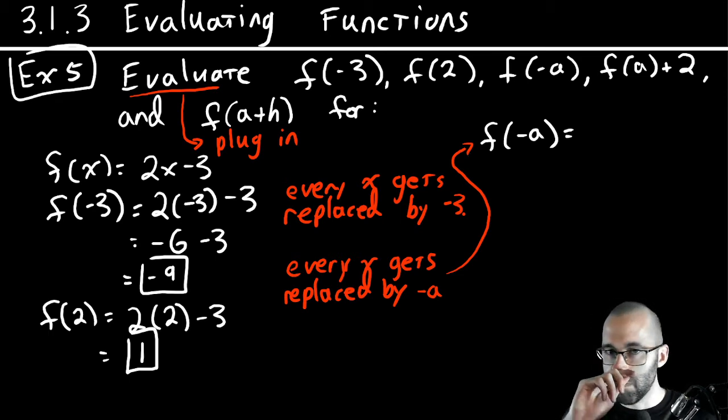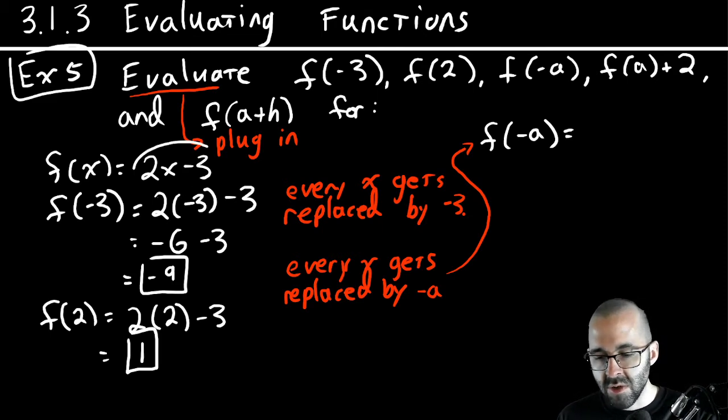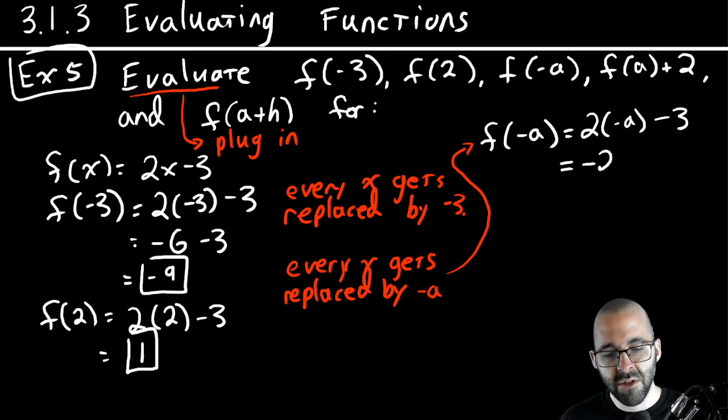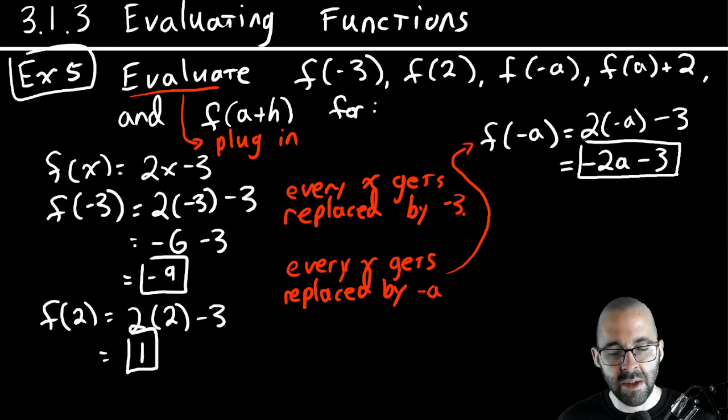So we're replacing it with more things, and they're not numbers anymore, but it's the same idea. So 2x minus 3 becomes 2 times, not x anymore, negative a, minus 3. And then we still simplify. What's 2 times negative a? Negative 2a. And this is as simplified as it gets. This is what f of negative a is equal to.